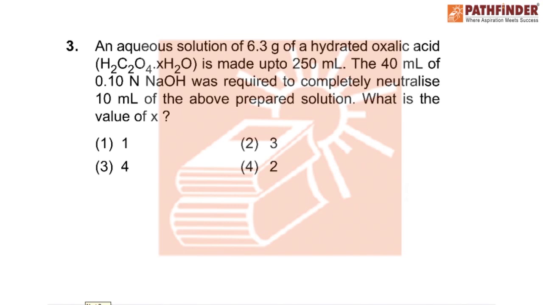So here is the problem about the neutralization process. See very carefully. It is asking that an aqueous solution of 6.3 gram of hydrated oxalic acid, the formula is given here, is made up to 250 ml. The 40 ml of 0.1 normal NaOH was required to completely neutralize 10 ml of the above prepared solution. What is the value of X?